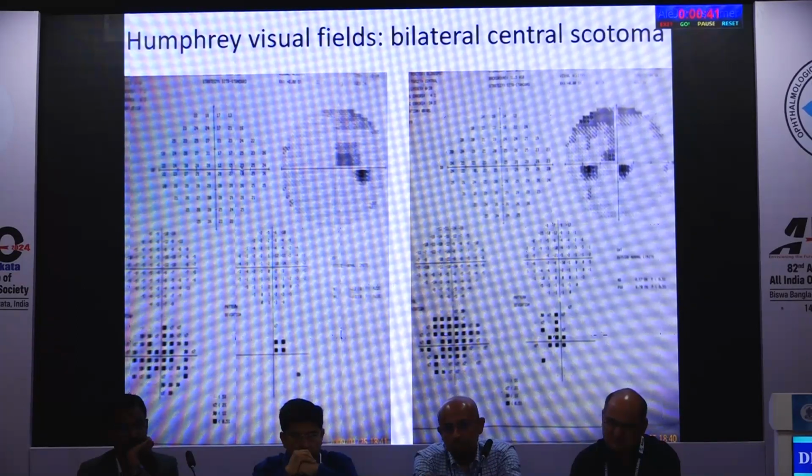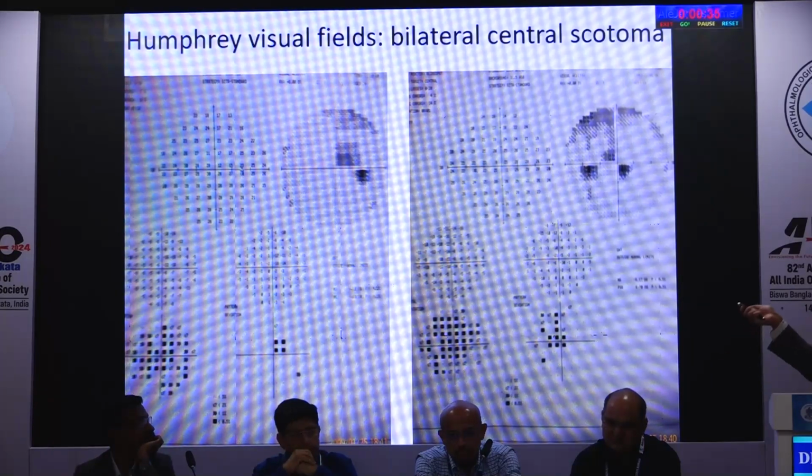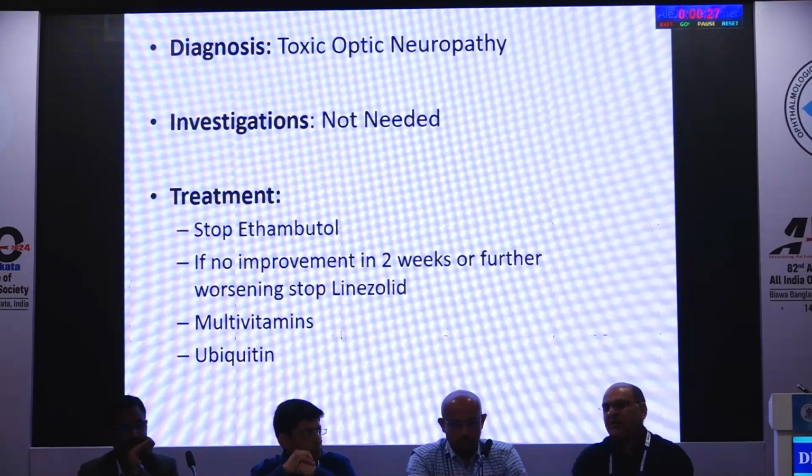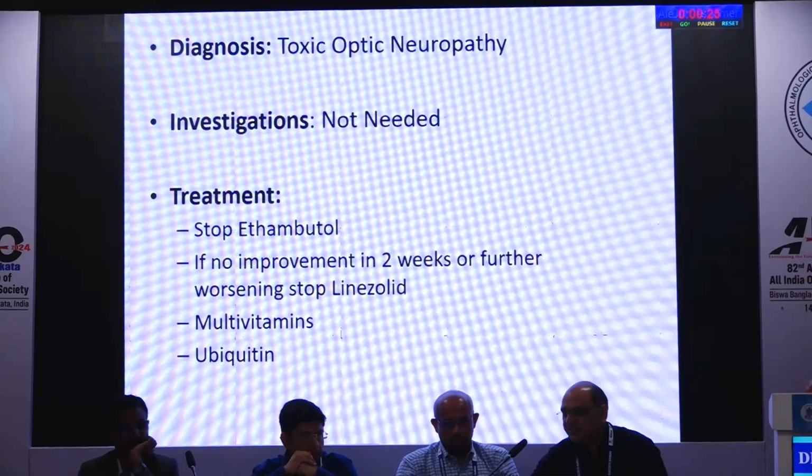And you look at the visual fields, this is typically what you're going to be seeing: central scotomas in both. So you can see a depression in the central visual field. So this is a case of toxic optic neuropathy. Dr. Ankur, how would you approach this patient, and how would you manage him?